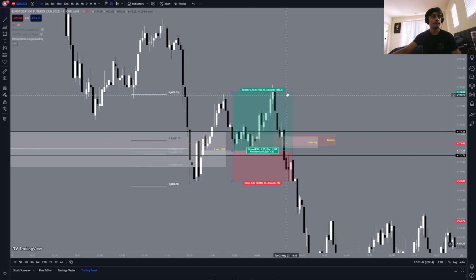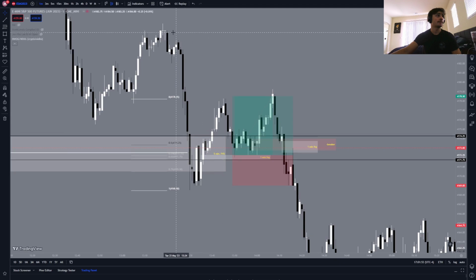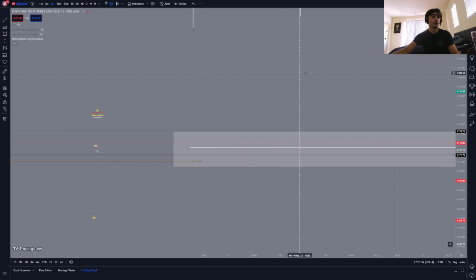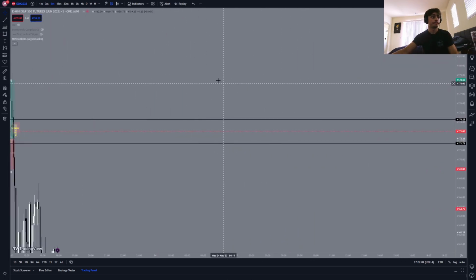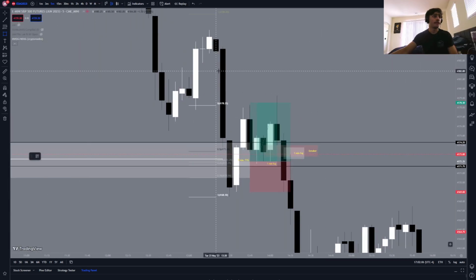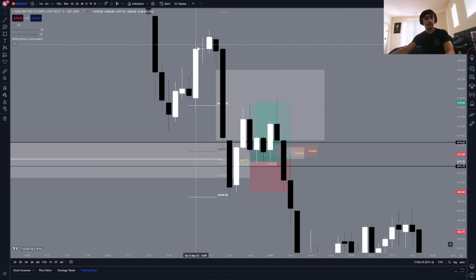Got that nice push up, got out of most of my position, knowing that we have this major 5-minute... Oops, where is it? Knowing we have this major 5-minute fair value gap here, bearish. So good chance that we don't get the push all the way up to buy side up here. So that is why I took most of my profits on this internal liquidity.